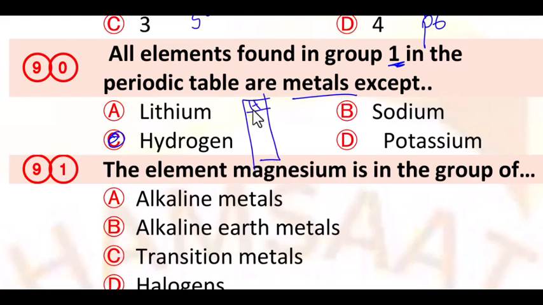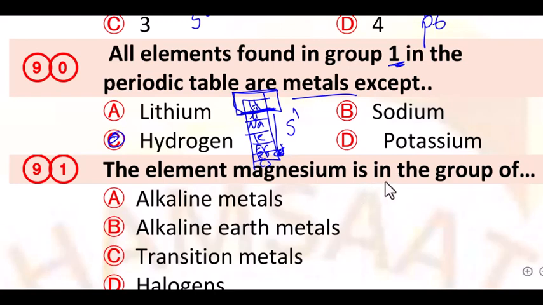Group 1 starts with hydrogen, lithium, sodium, potassium, rubidium, cesium, and francium. All of this group contain only one electron in the s sublevel. But hydrogen is a gas. The only gas in group 1 is hydrogen. The others are reactive metals, the alkali metals.